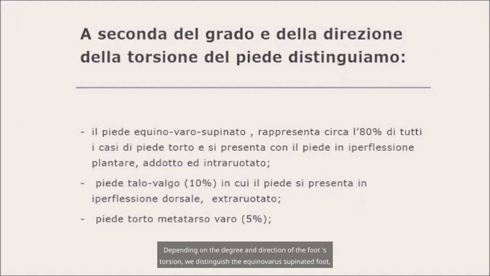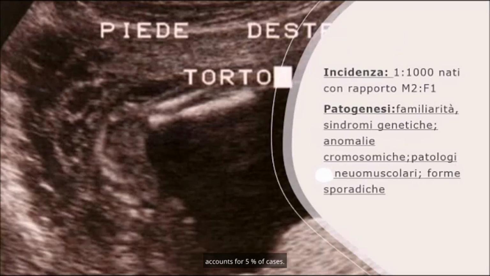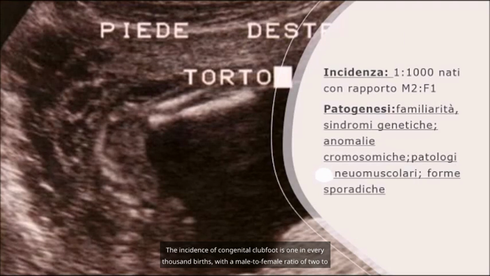We distinguish the equinovarus supinated foot, which represents the vast majority of cases of congenital clubfoot, characterized by plantar flexion, adduction, and inward rotation of the foot, the talovarus foot, and the metatarsus varus clubfoot, which accounts for 5% of cases. The incidence of congenital clubfoot is 1 in every 1,000 births, with a male to female ratio of 2 to 1. The pathogenesis appears to be associated with a family history.